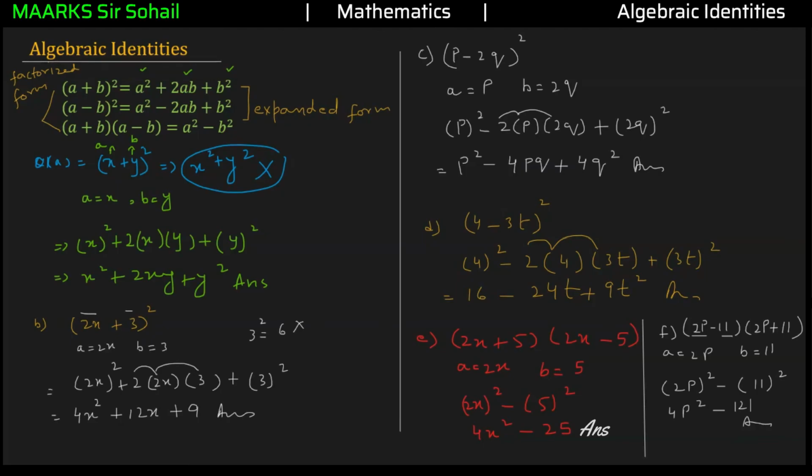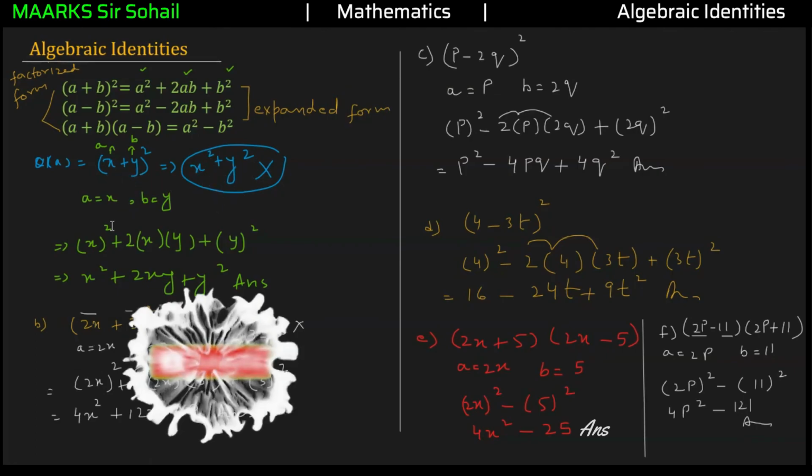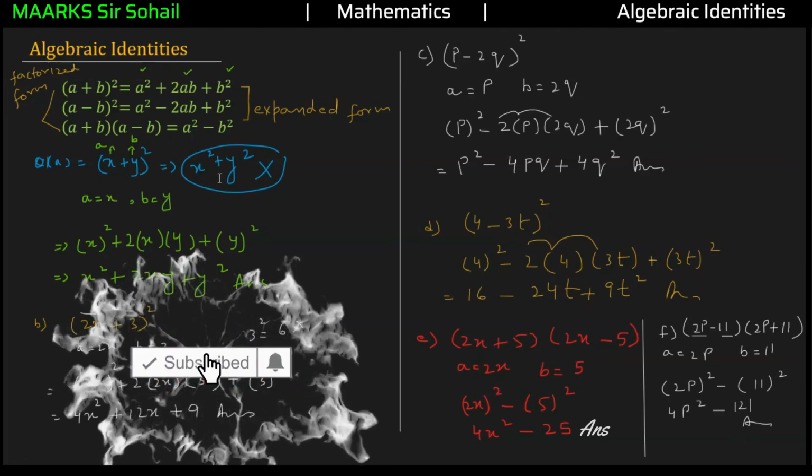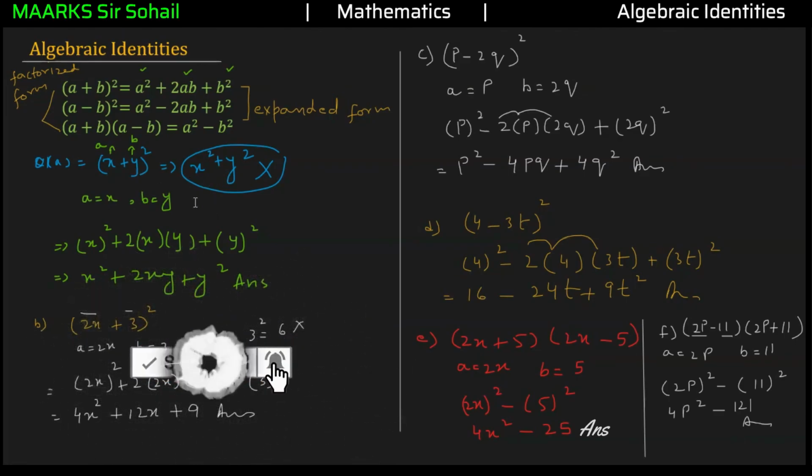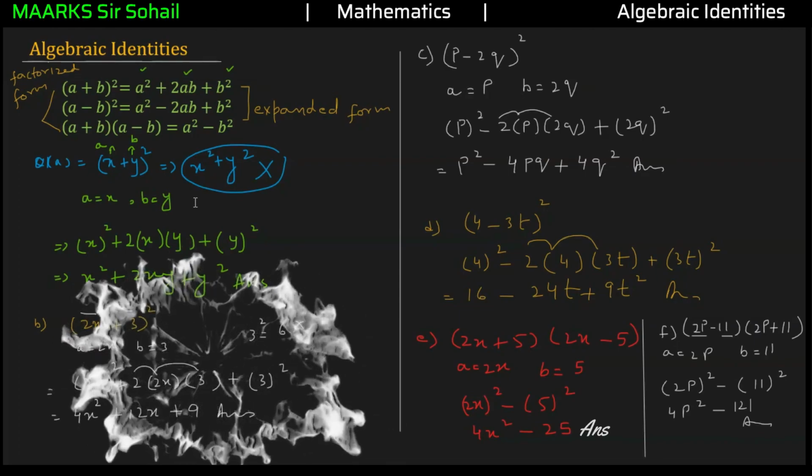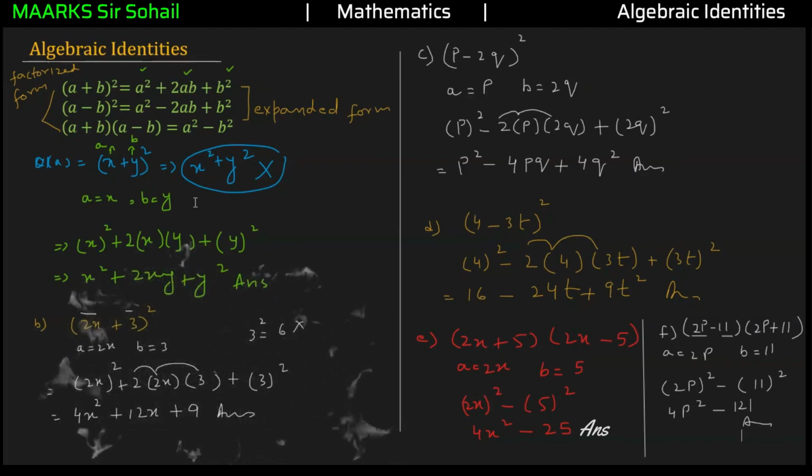So make sure whenever you are solving brackets with more than one term, like two terms, do not open it like this, x square plus y square, just writing a and b and forgetting the middle term. Make sure you use the algebraic identities. So this was how to expand the algebraic identities. I hope you have understood the concept very clearly.